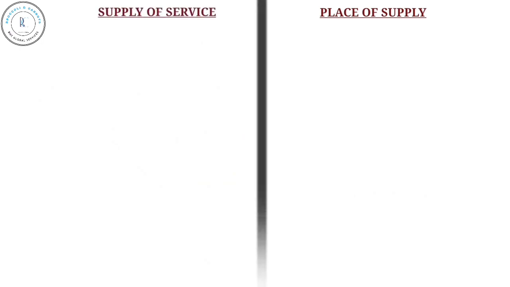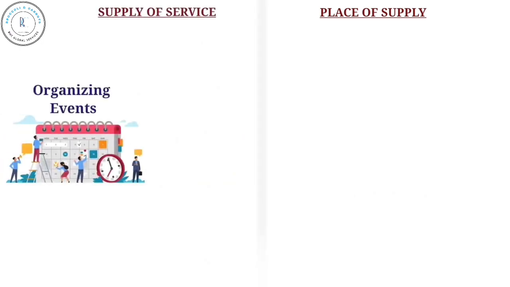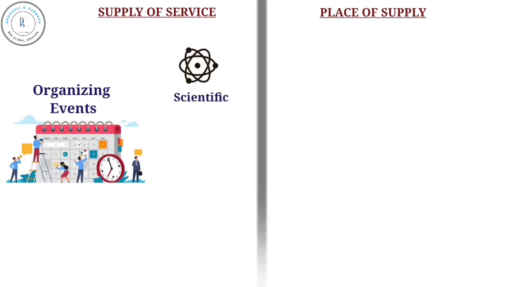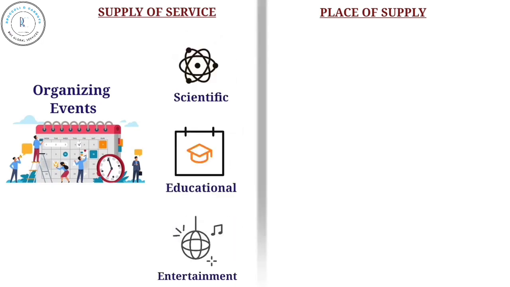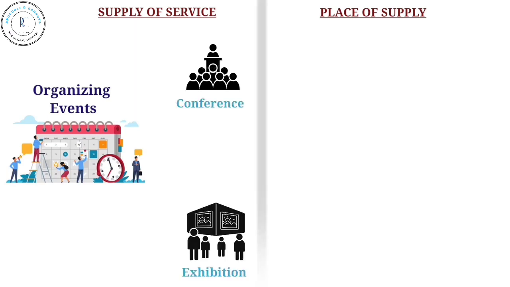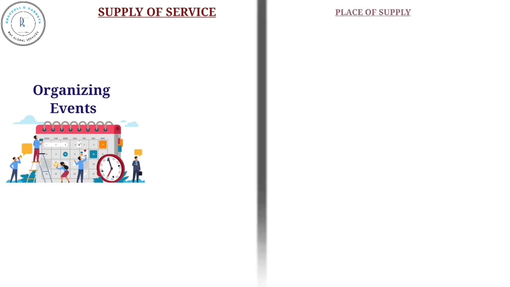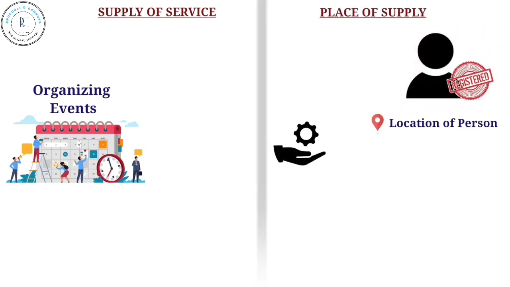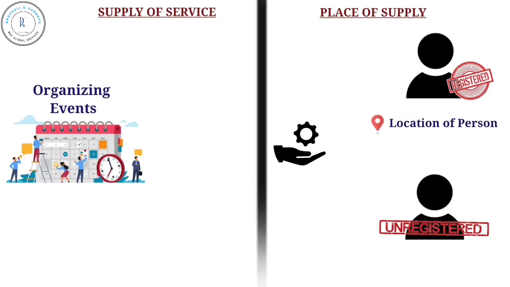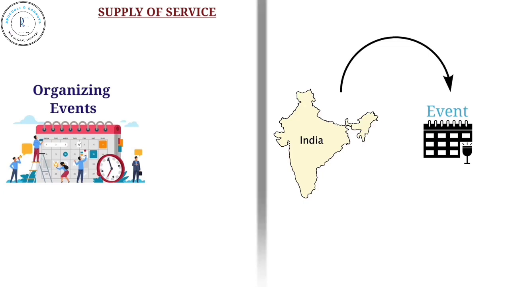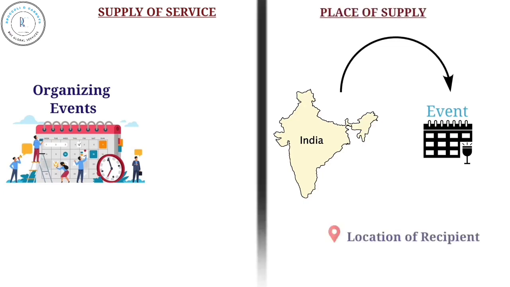Supply of service: services of organizing events, such as cultural, artistic, sporting, scientific, educational, entertainment. Includes supply of services in relation to a conference, exhibition, etc. Place of supply: if the supply is to a registered person, the location of such person. Unregistered person: the location of the event. If the event is held outside India, then the place of supply shall be the location of the recipient.